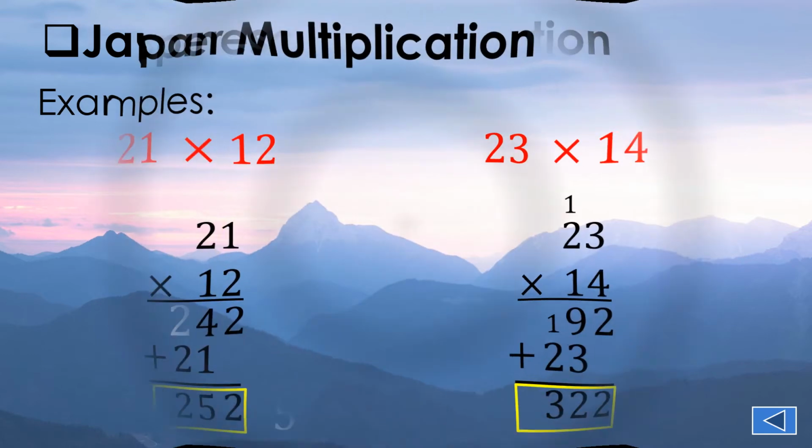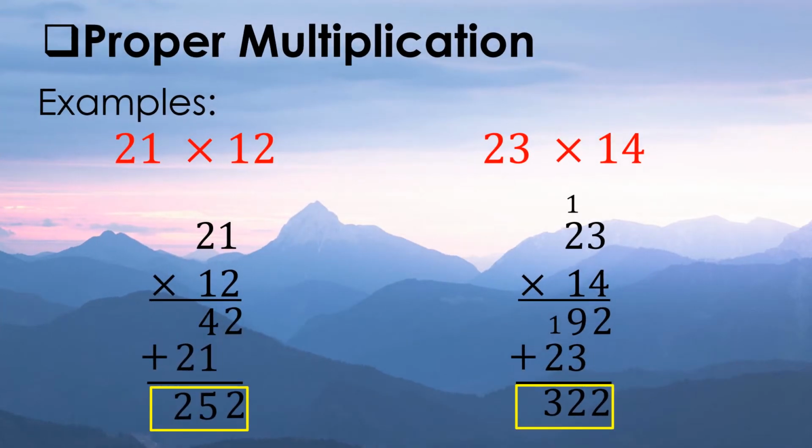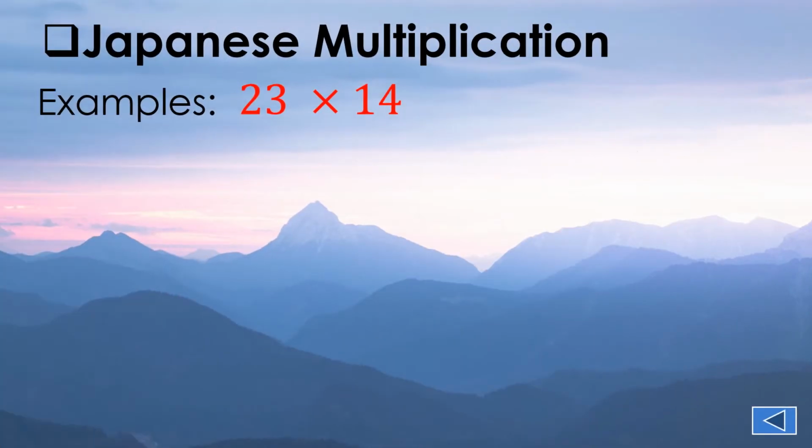At kung mapapansin nyo, ang nakuha nating sagot kanina ay 252 na katulad sa nakuha natin sa Japanese multiplication. Okay, doon naman tayo sa pangalawang given, 23 times 14 using the Japanese multiplication.